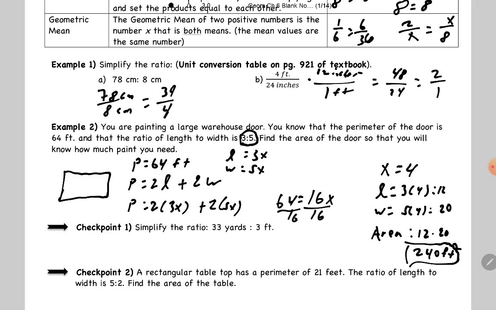Okay. Checkpoint 1. Simplify the ratio of 33 yards to 3 feet. So we have 33 yards to 3 feet. Hopefully you know this, but there are 3 feet in a yard.